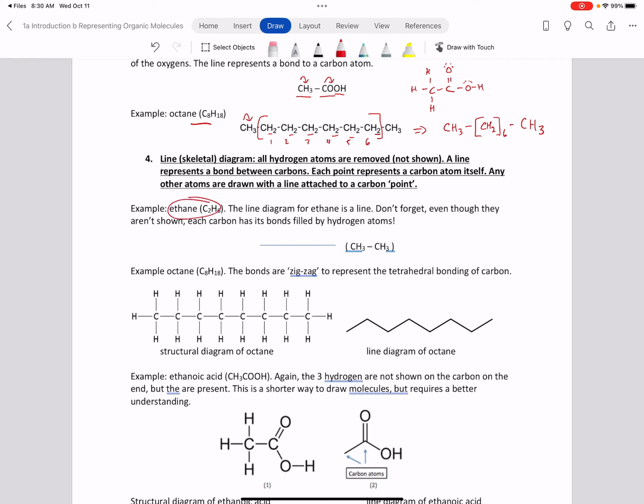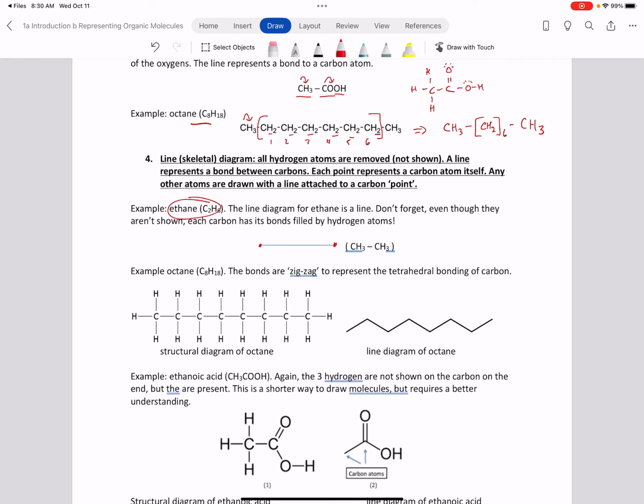So let's look at ethane again. Okay. To draw a line diagram, we draw each carbon as a point and then connect them with a line. So in this case for ethane with 2 carbons, it's just a straight line across. Each end represents a carbon group with the maximum hydrogens on it.